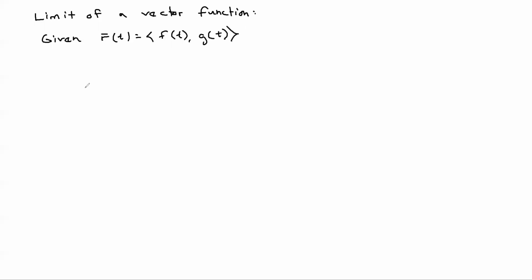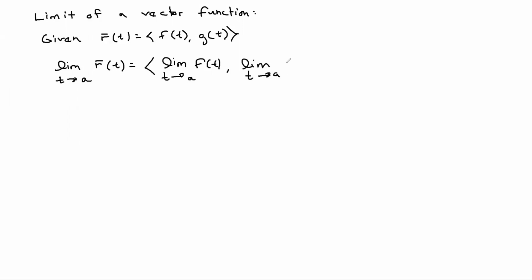Okay, let's move on to the next. All right, so how about limits, right? So the next thing that you do after you have functions and you plug numbers into them and you find domains is you have limits. All right, so how do you find the limit of a vector function, given a vector function? If we want to find the limit as t approaches a of r of t, that equals the limit as t approaches a of f of t and the limit as t approaches a of g of t.